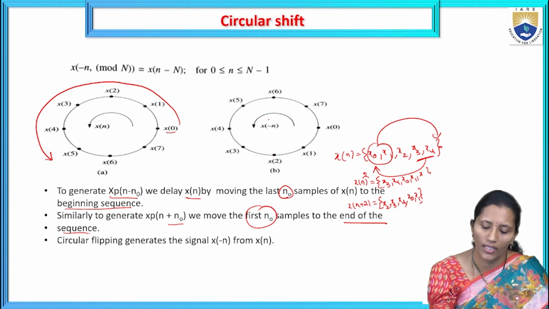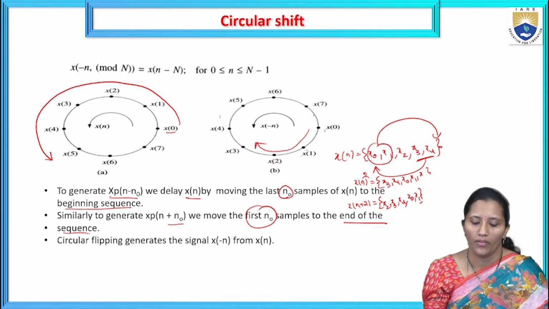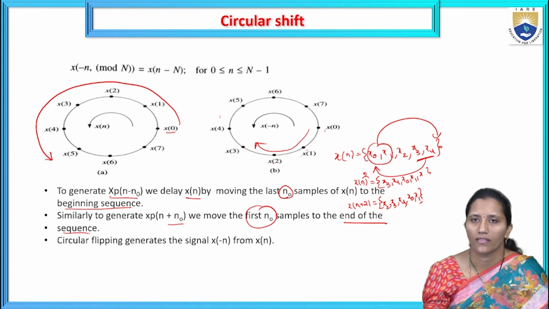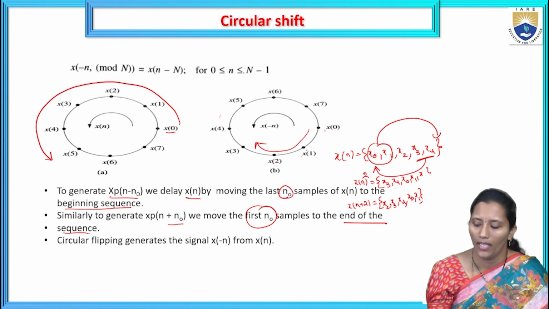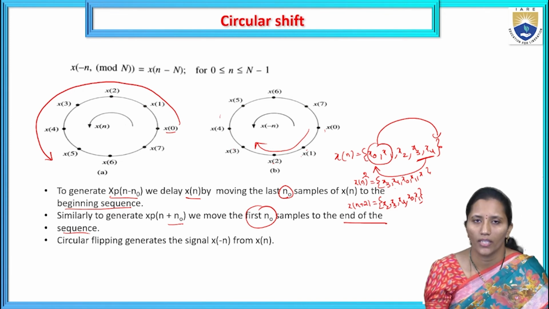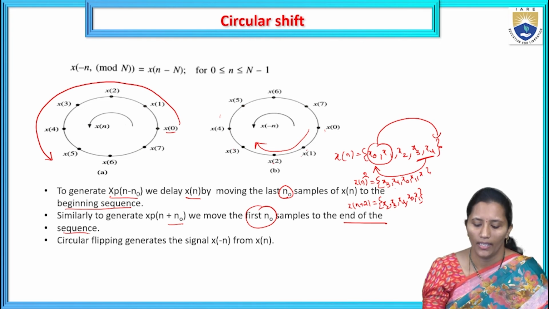To get x of minus n, the flipping of x of n, just write the sequence in the clockwise direction: x of 0, x of 1, 2, 3, 4, 5, 6, 7. You will get the flipping of your x of n, that is x of minus n. So we can write x of minus n mod n as x of n minus n naught from 0 to n minus 1, because it satisfies the periodicity property.